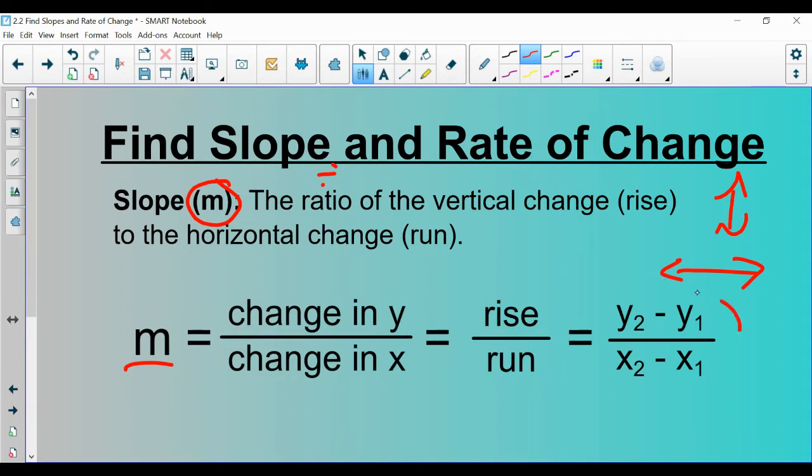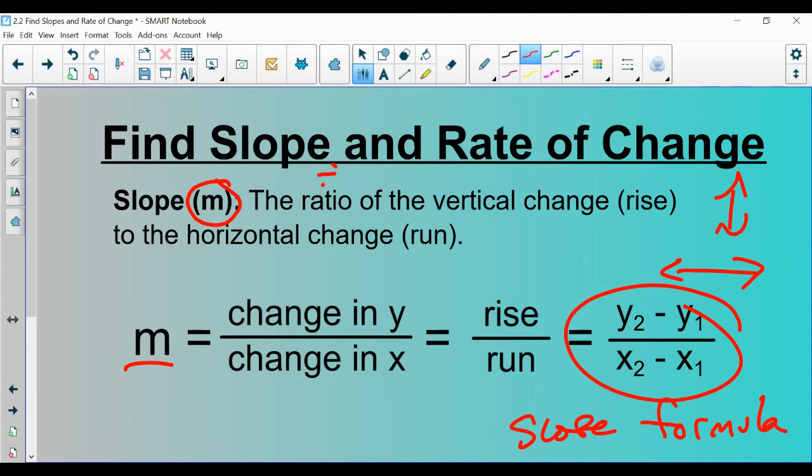And then we also have this guy here, and this is called the slope formula. This is used if I were to give you 2 points and I want to say, hey, find the slope between them. Then you would use the slope formula.